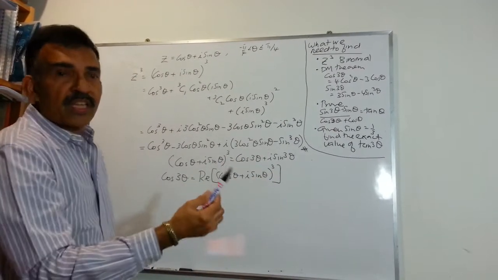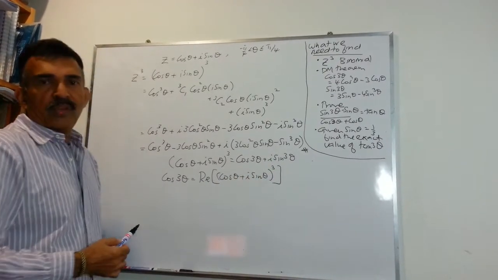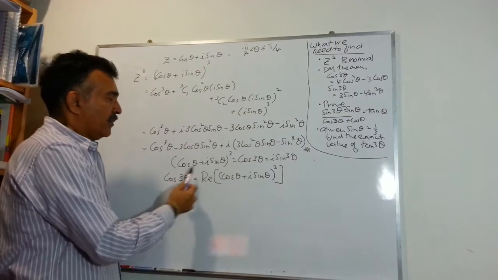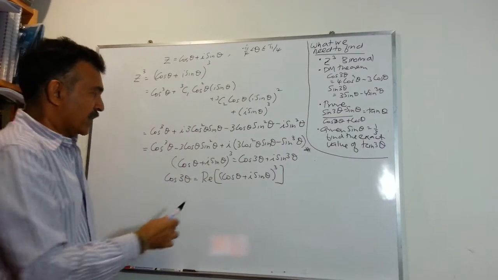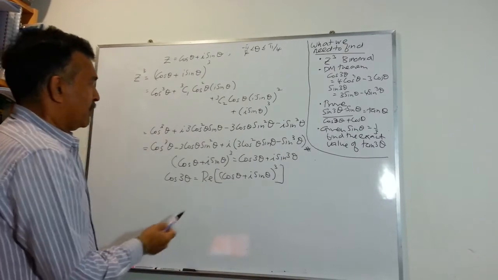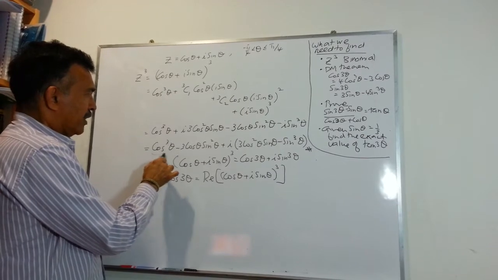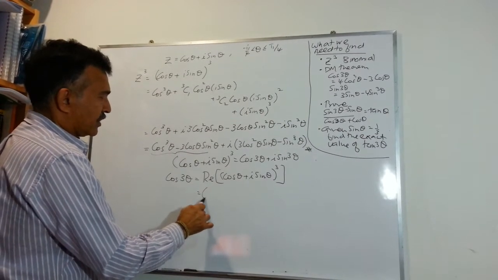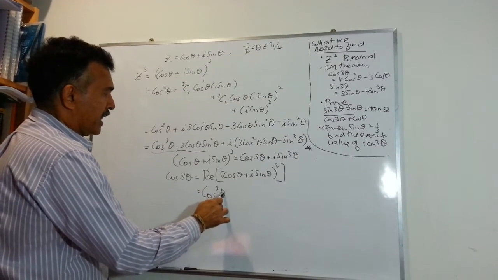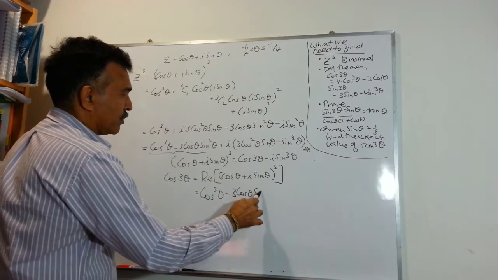As you can see, this is the real part and this is the imaginary part. So cos 3 theta is the real part of this complex expansion. Good. So what's the real part of this? We have that from the earlier part. Okay, this is the real part. So we can write cos 3 theta is cos cubed theta minus 3 cos theta sine squared theta.